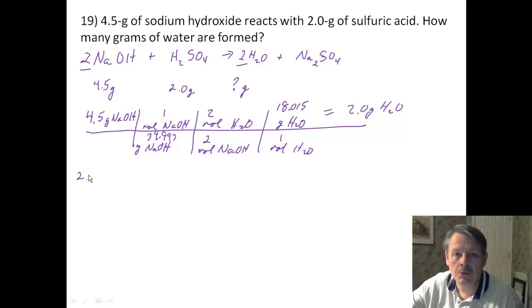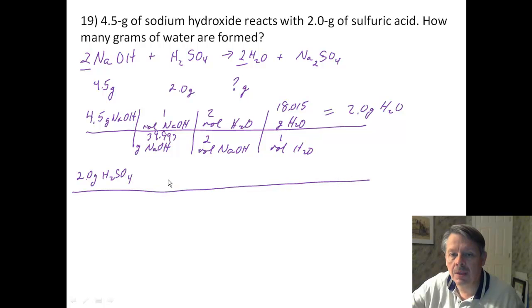Now I start out with 2.0 grams of sulfuric acid, which is H2SO4. Think of it like hydrogen with sulfate, because it's sulfuric acid. And sulfate has a 2- charge, that's why there are 2 hydrogens there. You have to get rid of grams of H2SO4. Go to moles of H2SO4. And from moles of sulfuric acid, H2SO4, we go to moles of water, because that's again our target.